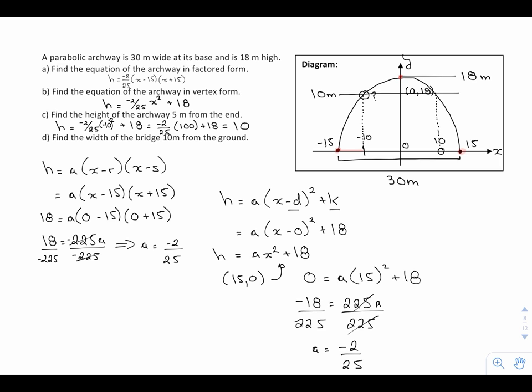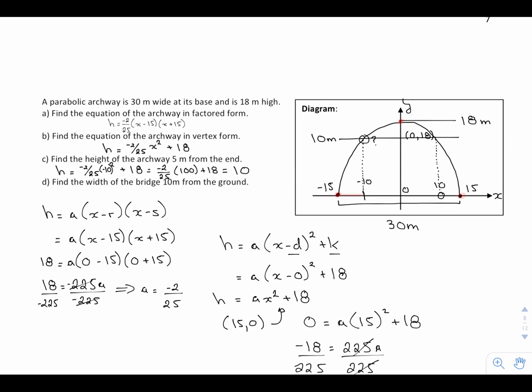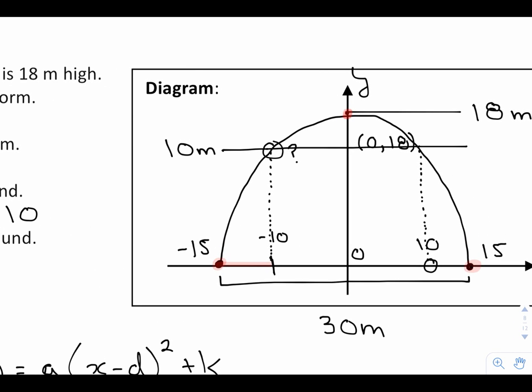For the last part, we're asked to find the width of the bridge 10 meters from the ground. Now what that means is, if I go up 10 meters above the ground, what is this line going to be in terms of its length? How far is this going to be? Now this is interesting because I actually don't really have to do any calculations here because I've done all the work already.